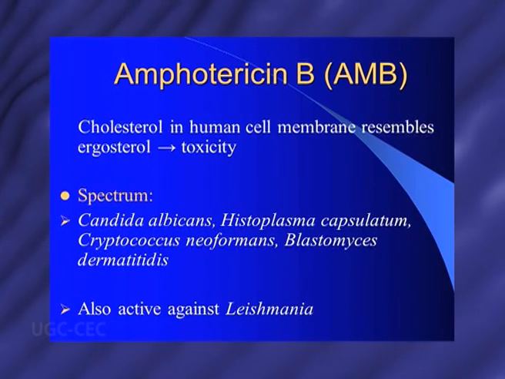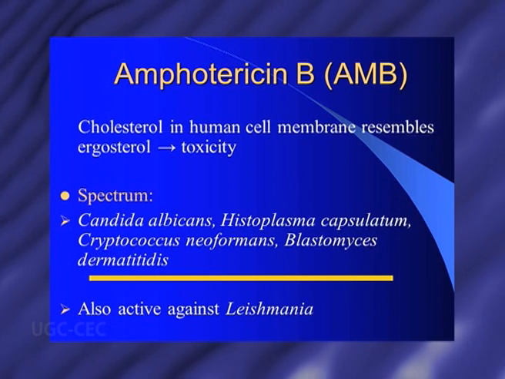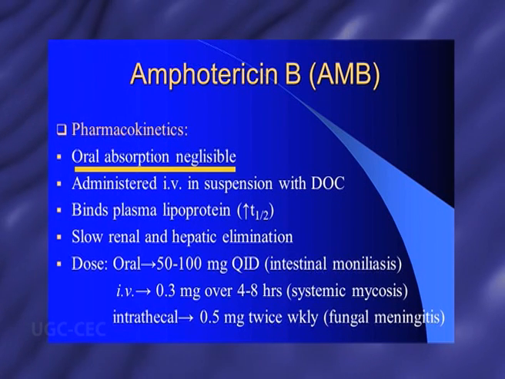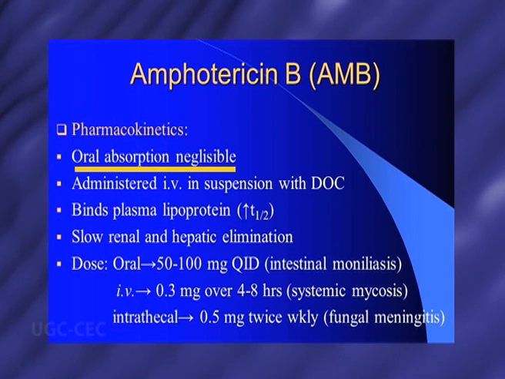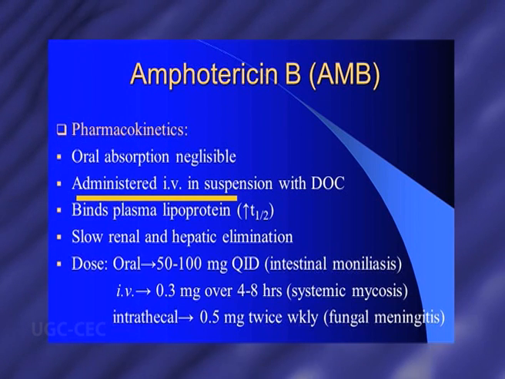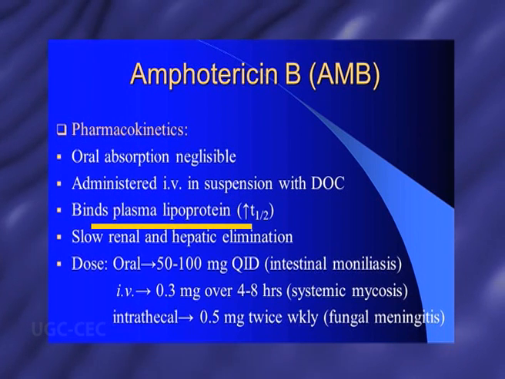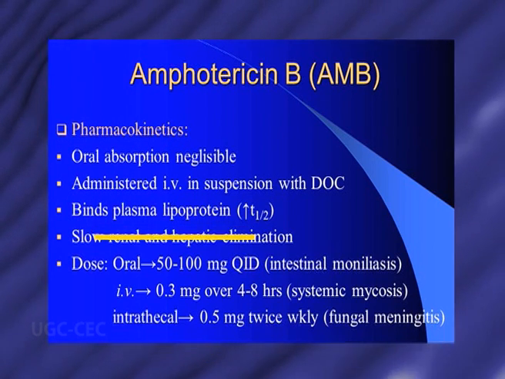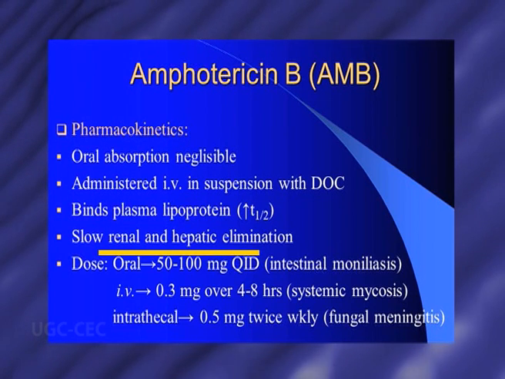The antifungal spectrum of Amphotericin B includes Candida, Histoplasma, Cryptococcus, Blastomyces, etc. And this is also active against Leishmania, the causative agent for Kala Azar. Regarding pharmacokinetics of the drug, that involves the absorption, distribution, metabolism of the drug, etc. Amphotericin B is orally absorbed, but the absorption is negligible, and it is mainly administered intravenously in suspension with deoxycholate citrate. The plasma lipoprotein binding of the drug is quite high, which is the reason for its long plasma half-life. The drug is eliminated slowly via kidney and liver.